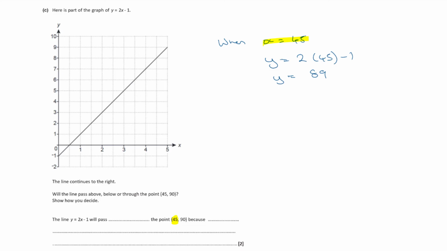Okay. So actually, the line is going to pass through (45, 89). So (45, 90) is going to be 1 square above, isn't it? So (45, 90) is above the line, because its y-coordinate is 1 more, so it's going to be 1 unit higher than the line.